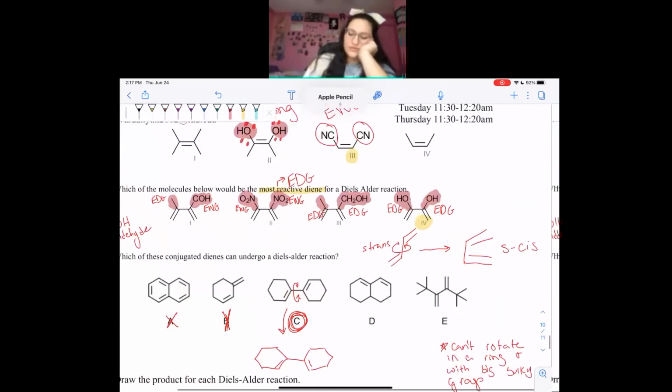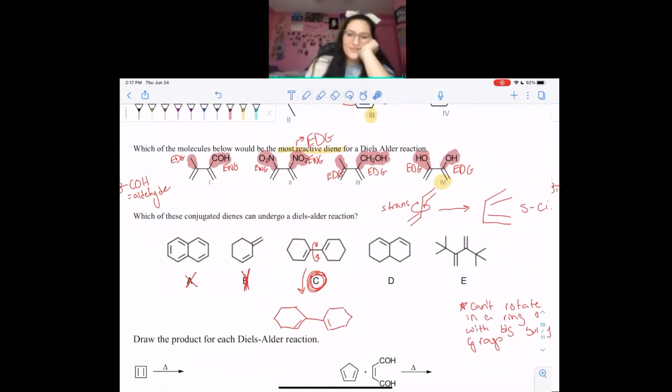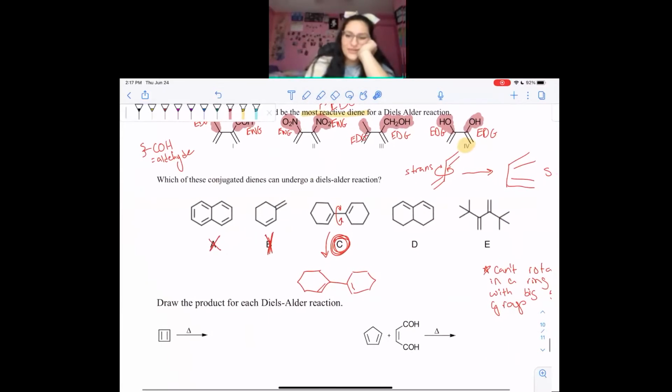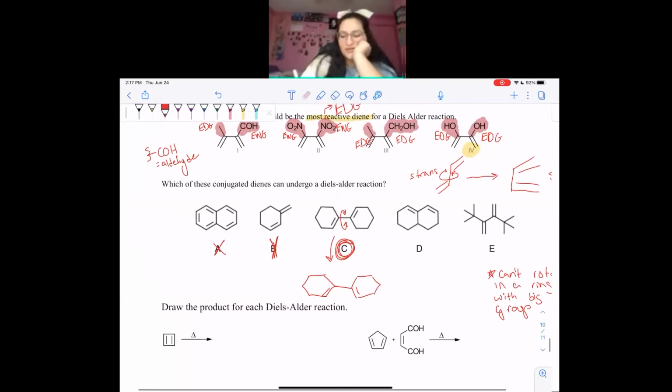So for D, is it S-cis or S-trans? Yes, I agree. It is S-trans. And can we rotate it in the ring? No. So can D undergo Diels-Alder? No. Cool. I agree. So I'm going to go ahead and cross that out.